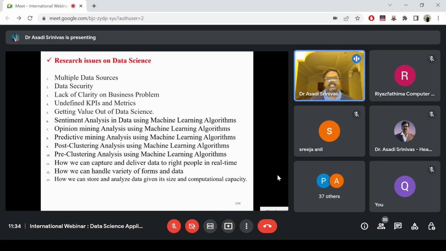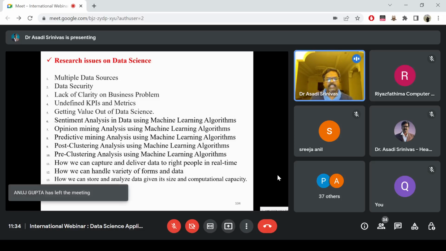So these are the research issues on data science. According to the Gartner survey, these are the research issues: multiple data sources. It is a research issue. Data security is a problem, security problem, lack of clarity on business problem, undefined key performance indicators and metrics, getting value out of data science, sentiment analysis in data mining using machine learning, opinion mining, predictive mining, post clustering, pre clustering.